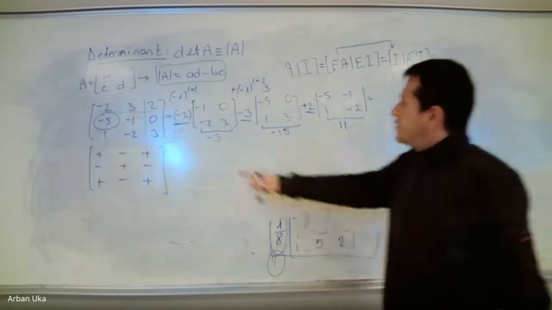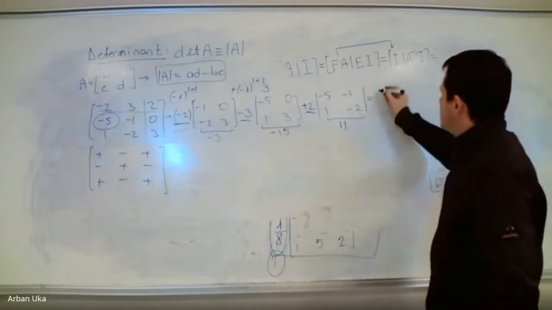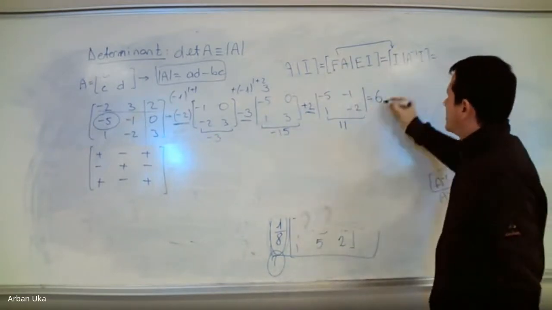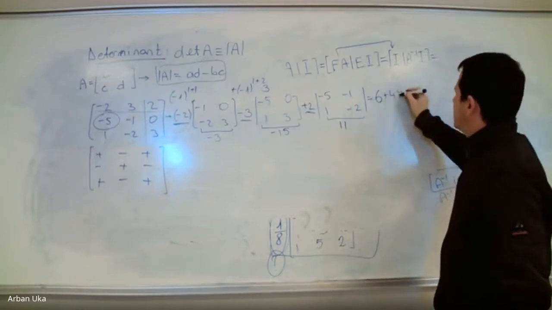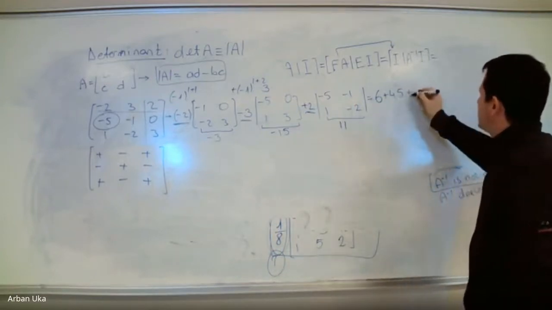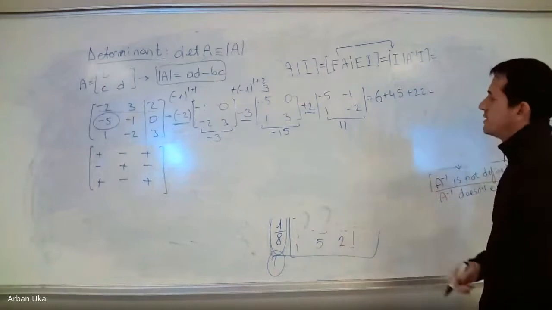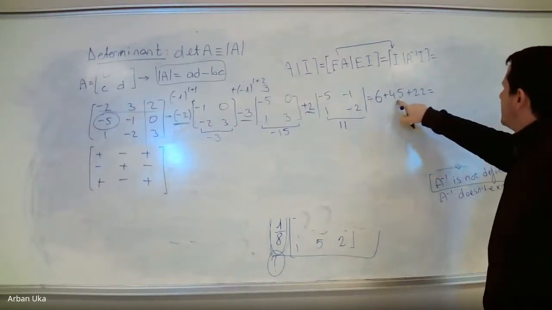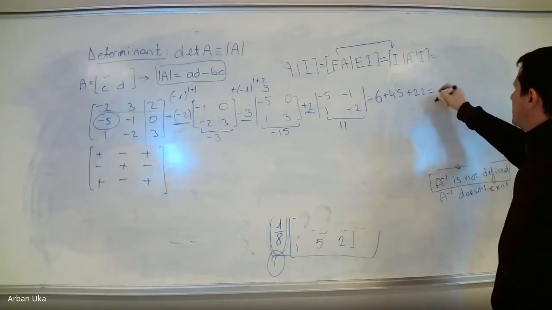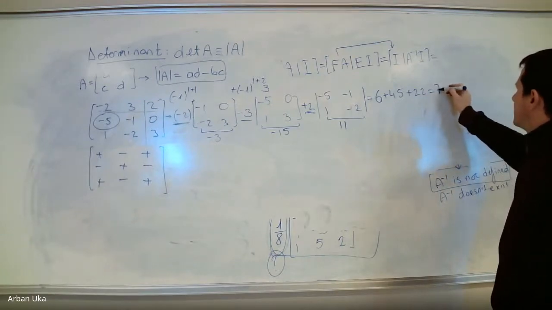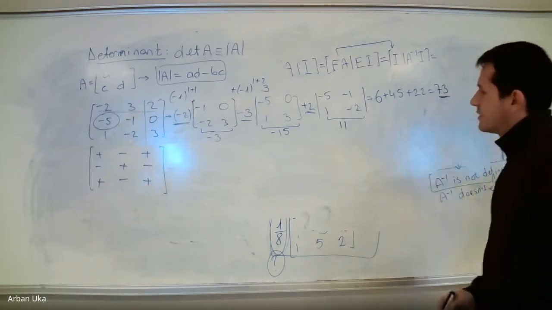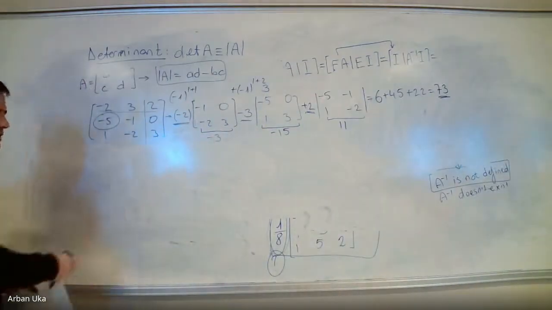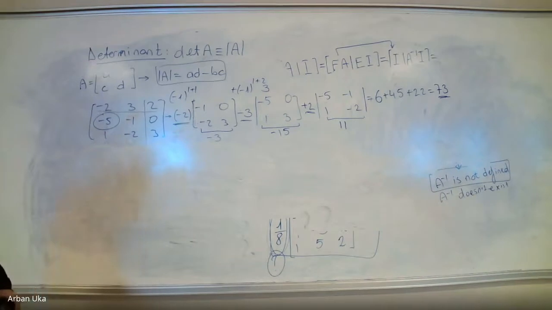So here we get minus 2 times minus 3, this is 6. Then here we get minus 3 times minus 15, this is plus 45. And here we get another plus 22. Okay, this is the determinant of the 3 by 3 matrix, which is equal to 73. Okay, so this is the determinant, which is 73. So we define this quantity.